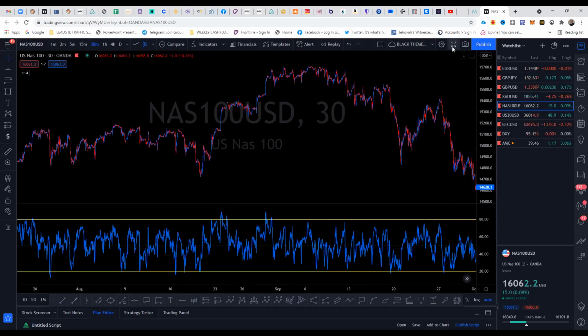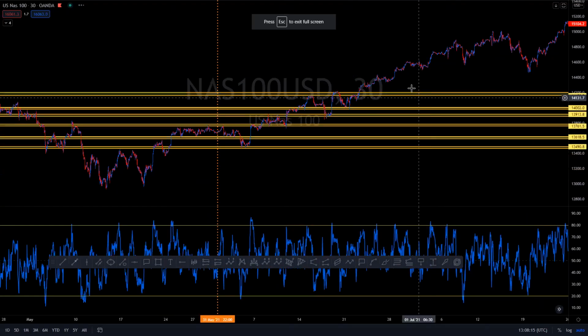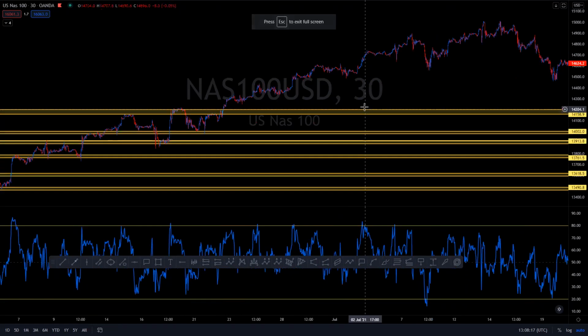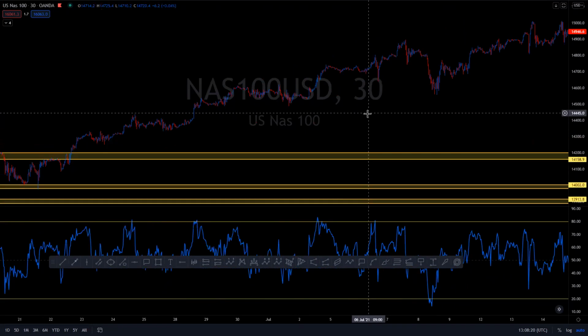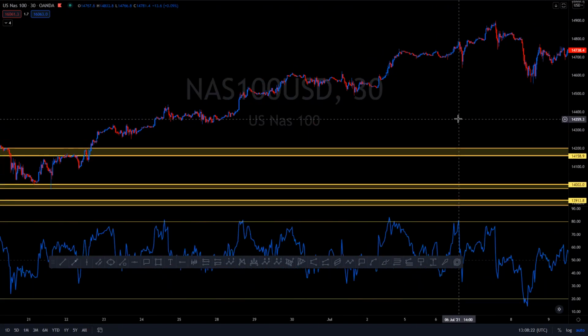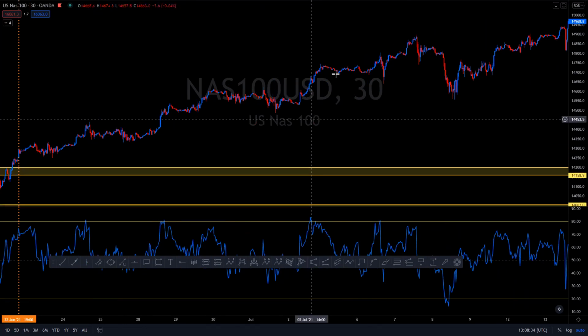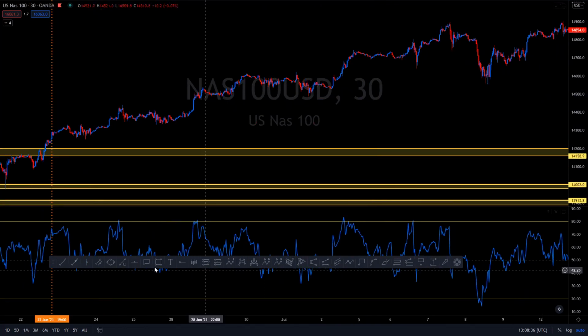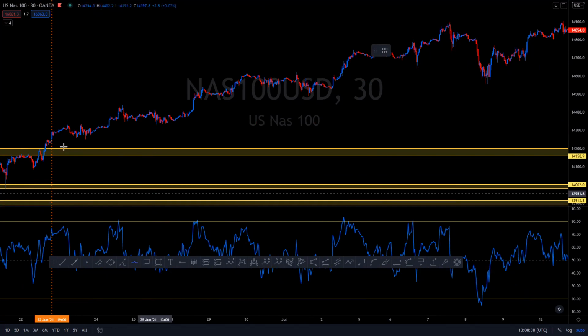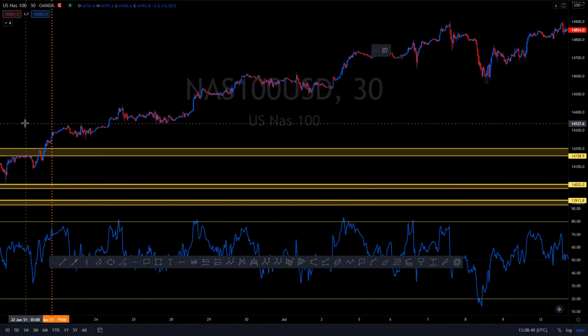Now we're going to go full screen here. We're going to start on the 30. So then what I'm going to do is take my vertical line and put it here. Then we're going to mark up market structure, starting from here.